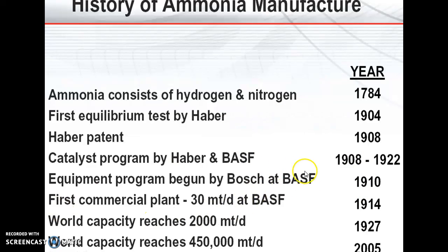The first commercial plant with 30 metric tons per day of capacity was established in 1914, and the world capacity started in 1914. In only 14 years it reached 2000 metric tons per day, because it has the potential to act as a very important component in fertilizer. So you can increase productivity in the field, and it helped to feed the increasing population of the world. And you can see its capacity reaches 450,000 metric tons per day in 2005.